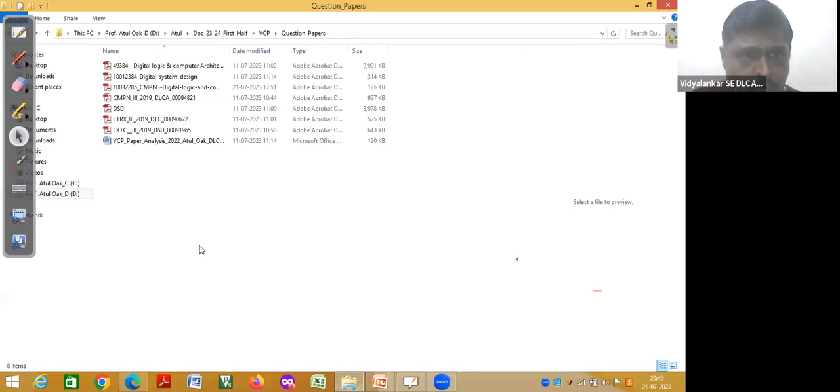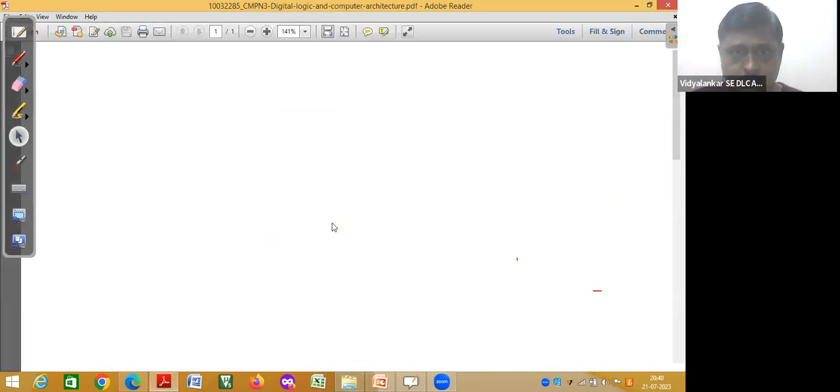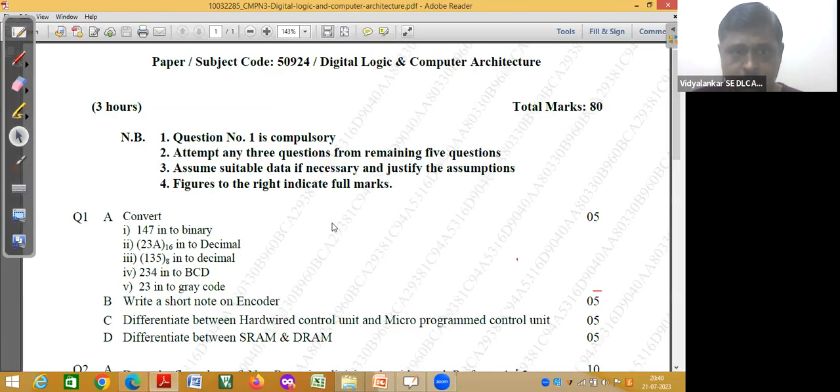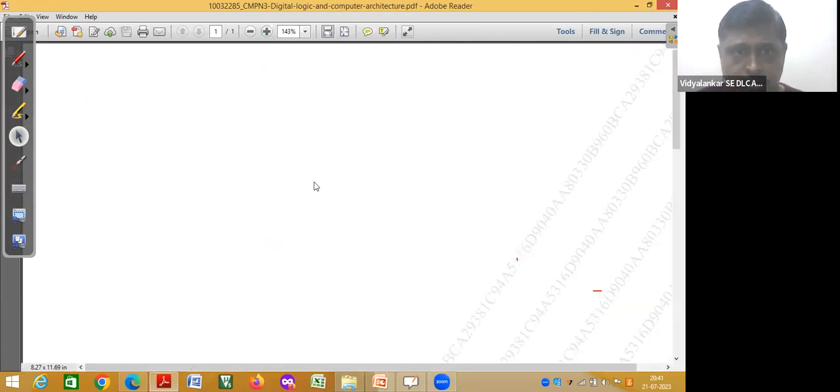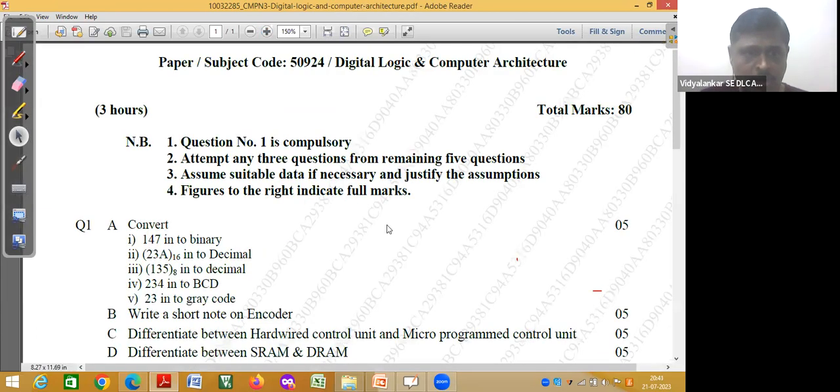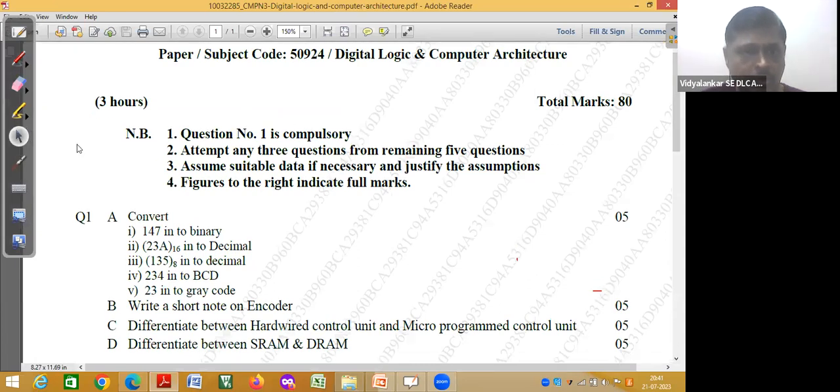Okay, now let me open it. Okay, this is the latest question paper. Okay, अभी जो exam हुआ था वो ये question paper है. I hope it is readable. Let me zoom in a little more so that you can see clearly. Now see question number 1, which is a compulsory question. Okay, see now, these are the questions that we did today.